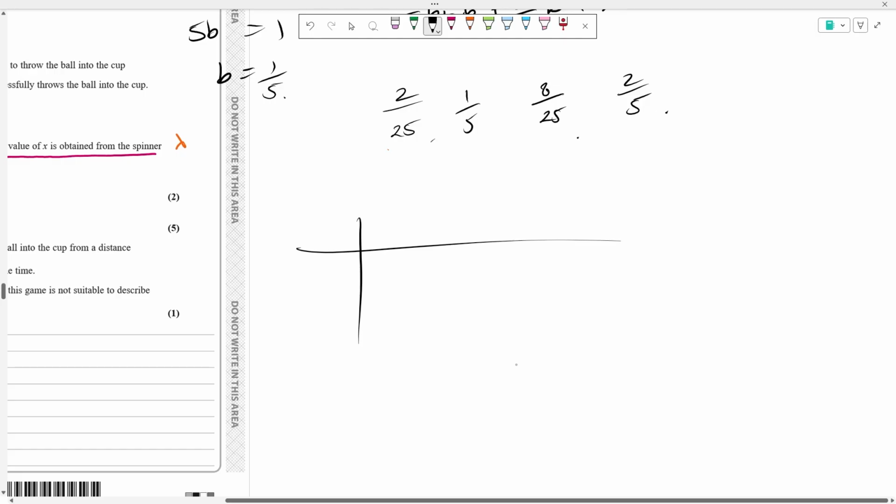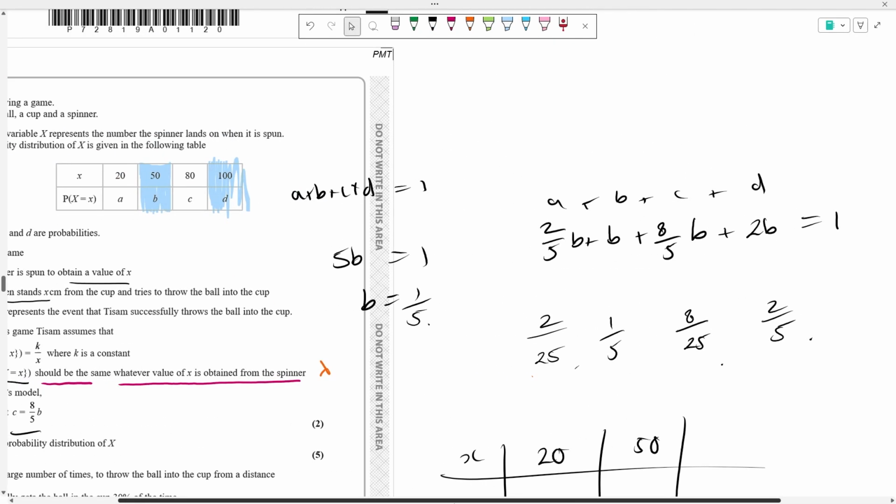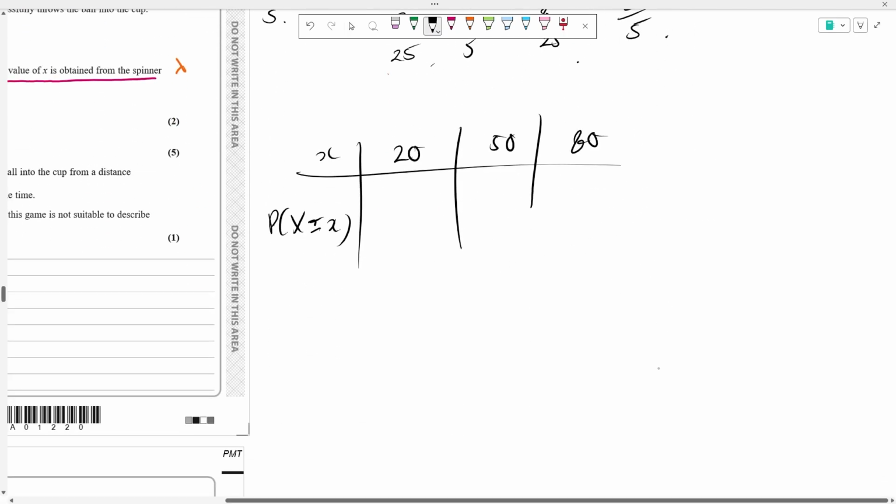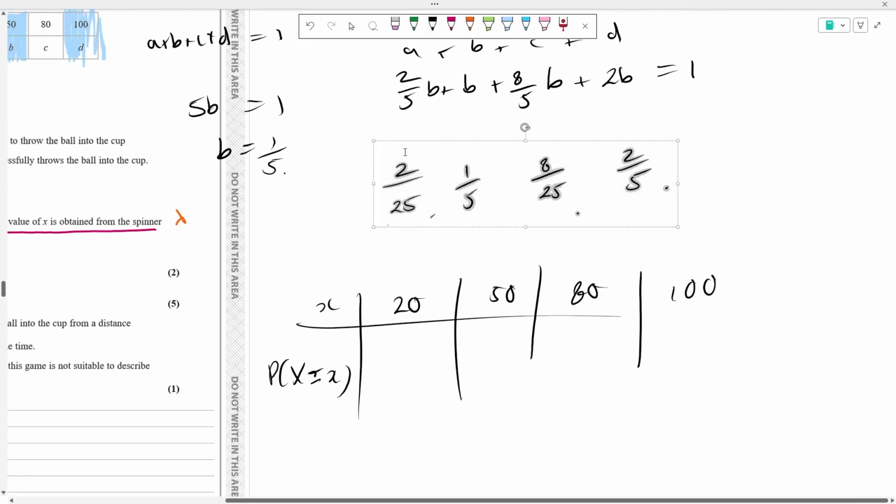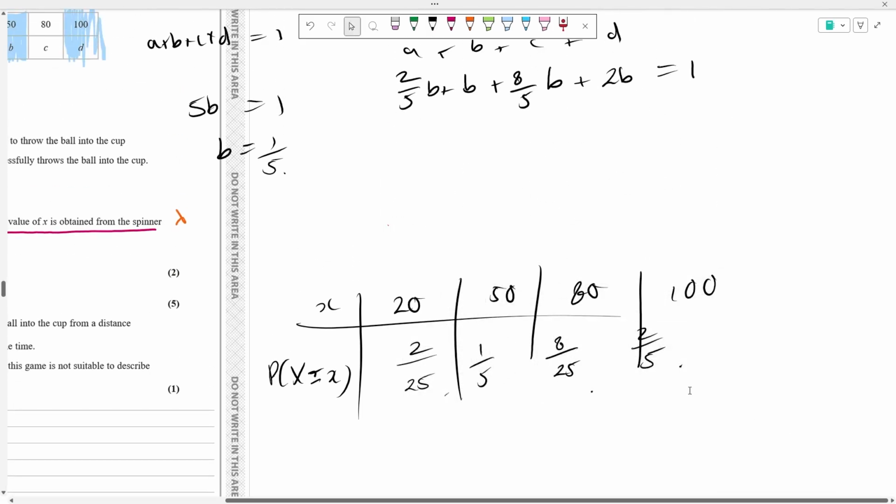You should probably make a table just out of good habit. 20, 50, what are the numbers? 80 and 100. And then we can just bring the probabilities down into here. And that will be our final distribution.